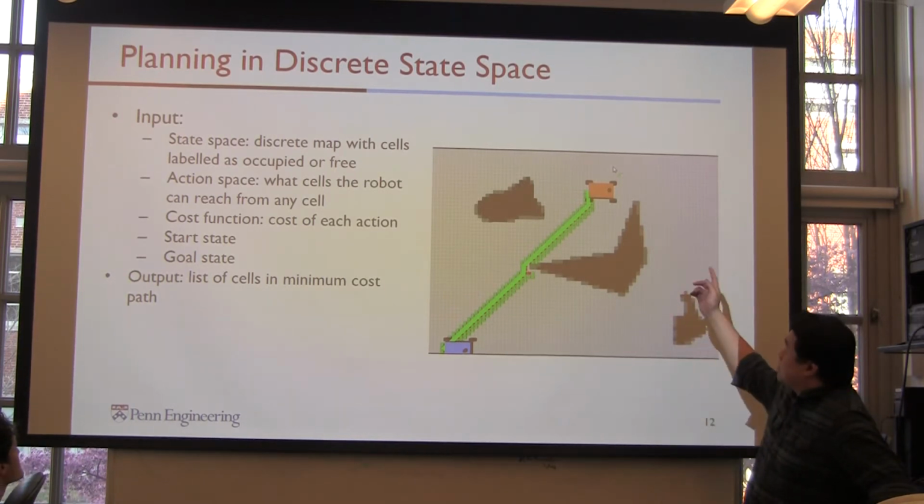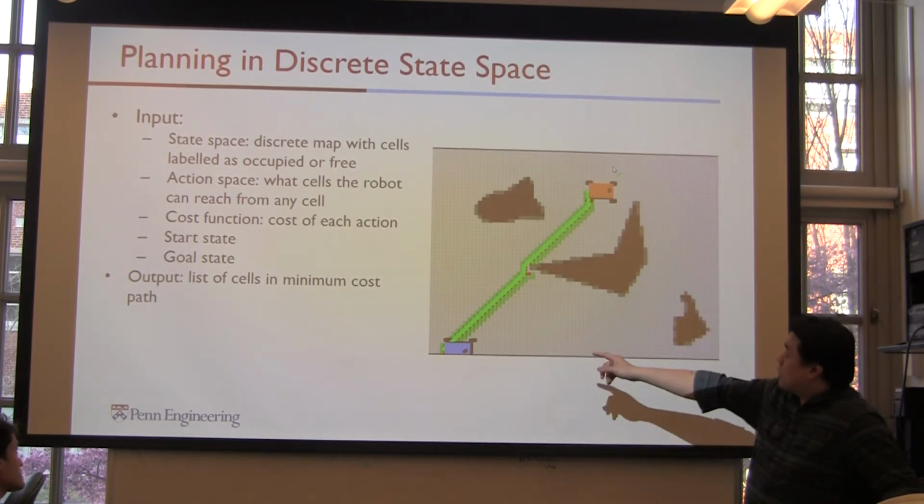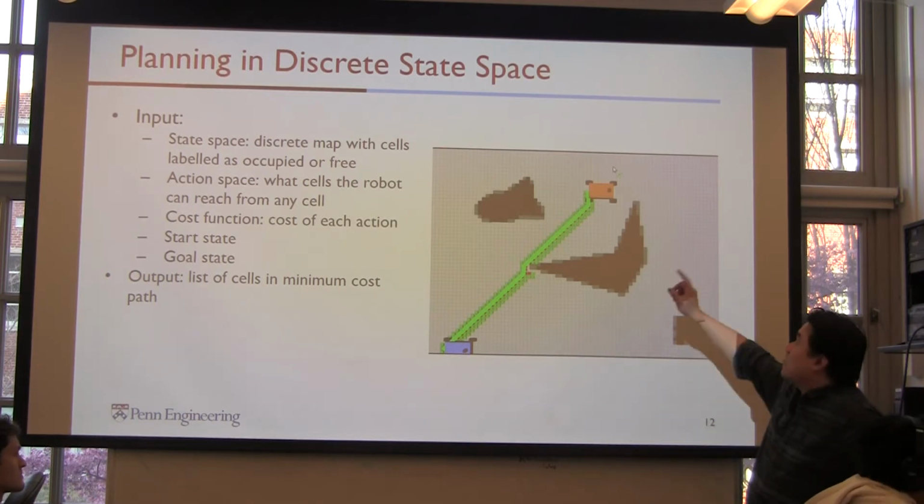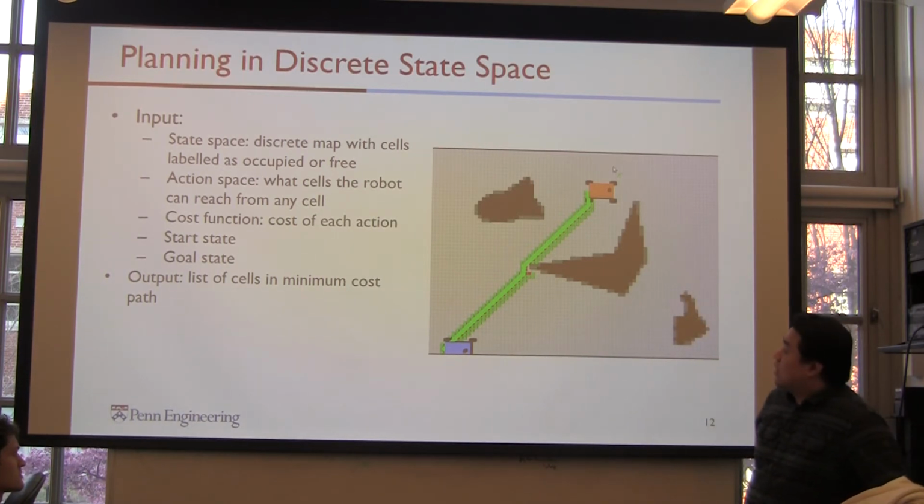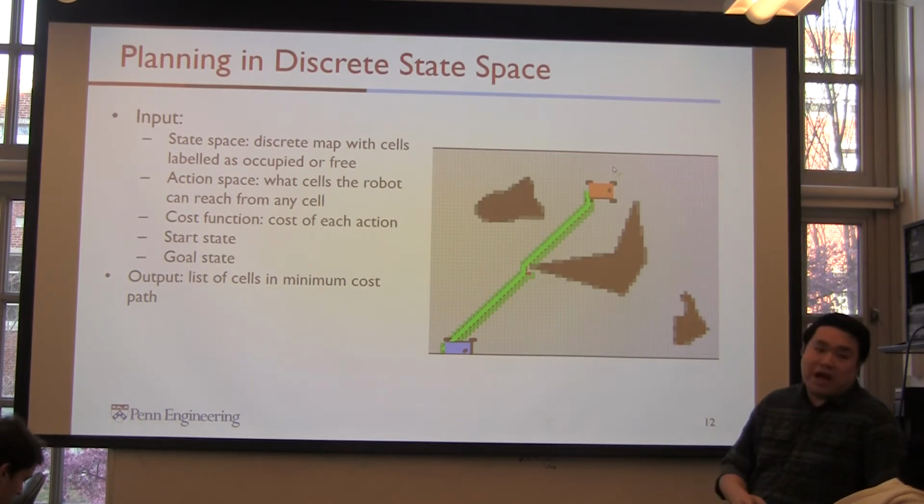So in this toy example, we'll have the blue car as the start state and the orange car as the goal state. The output of the algorithm is just going to be a list of cells, or a path, where you traverse.